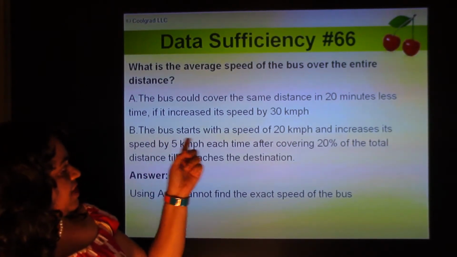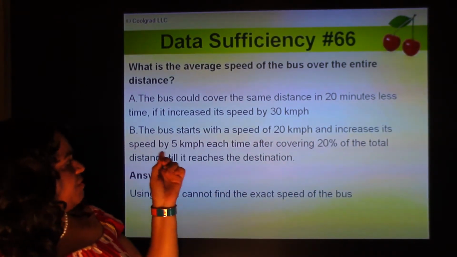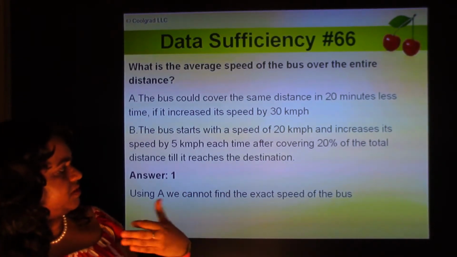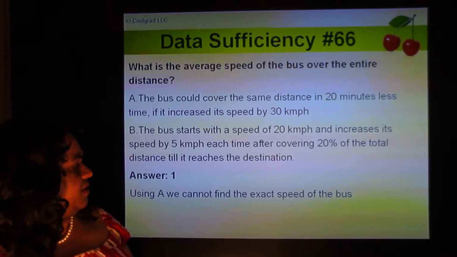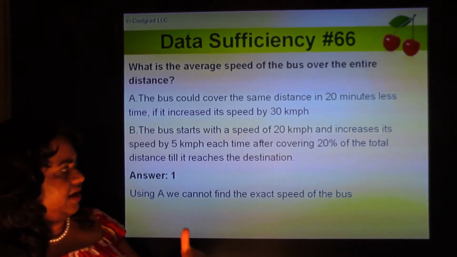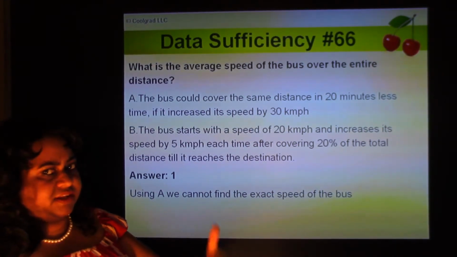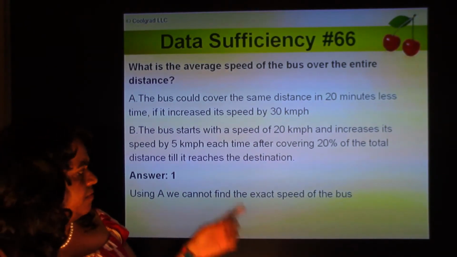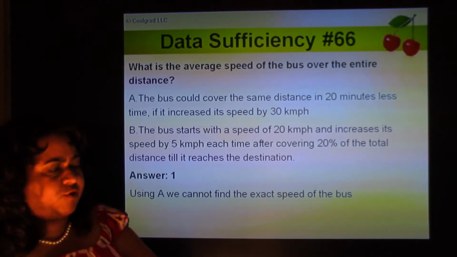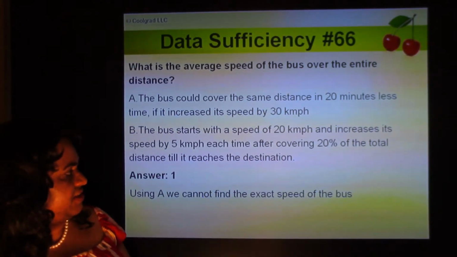Using statement B alone, the bus starts at 20 kilometers per hour and increases its speed by 5 kilometers per hour every 20% of the distance. So 5 times it increases its speed. First it's 20, then 25, then 30, then 35, then 40. So it increases till it reaches the destination.